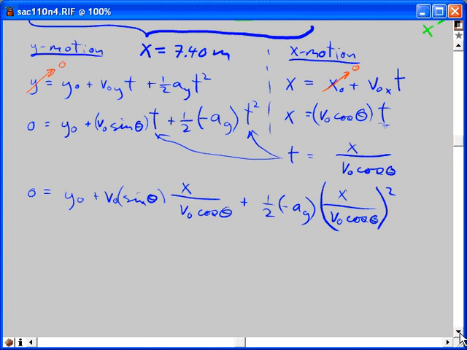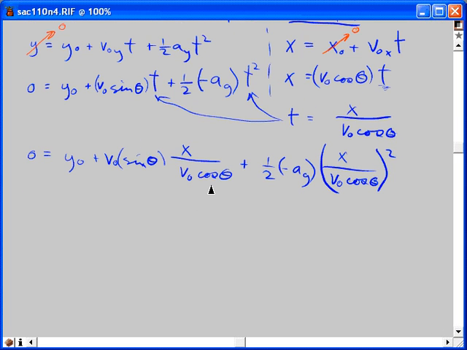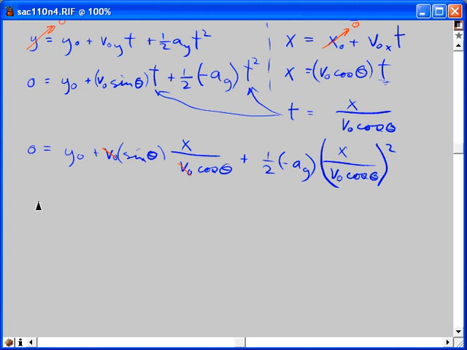All squared. Okay, now I'll simplify a little bit. I do want to solve for v0 eventually. Looks like it cancels out right here. And I'll write this as 0. I'm going to move down a little bit. 0 is equal to y0, initial y position, initial height.